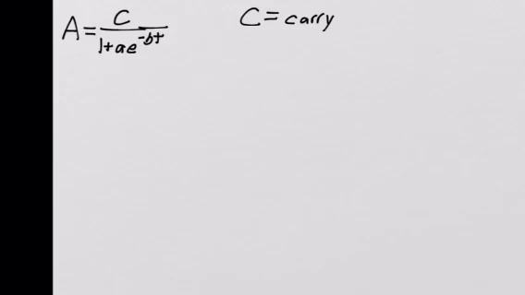So we end up with a more realistic growth function looking like A equals C over 1 plus A e to the minus b t. Where we have a couple of important things in here. C is going to be the carrying capacity.